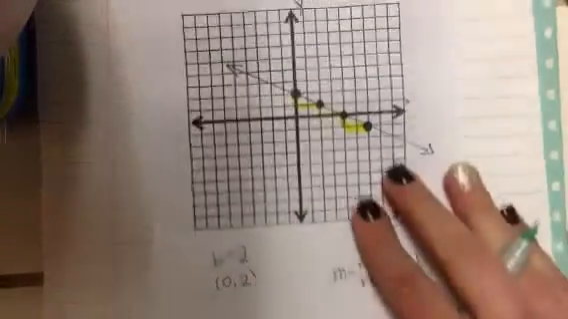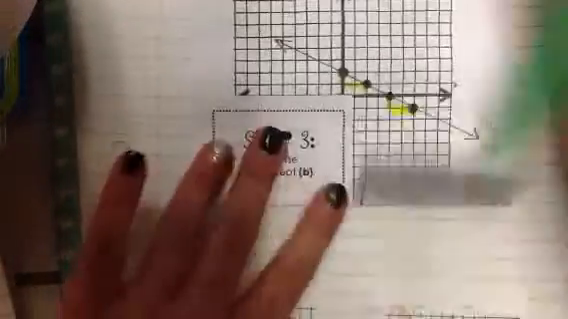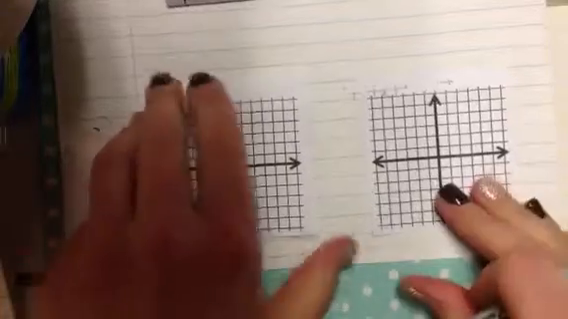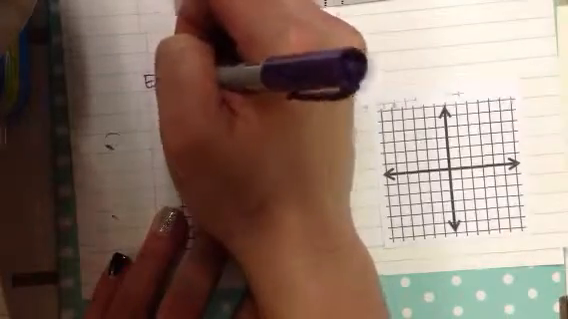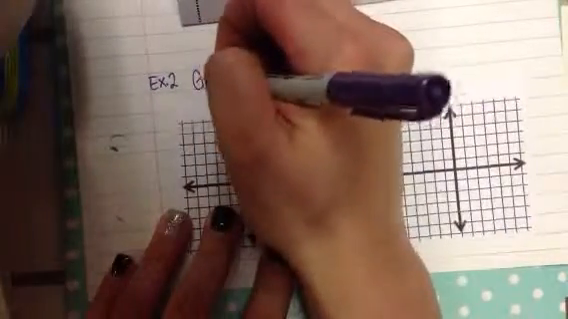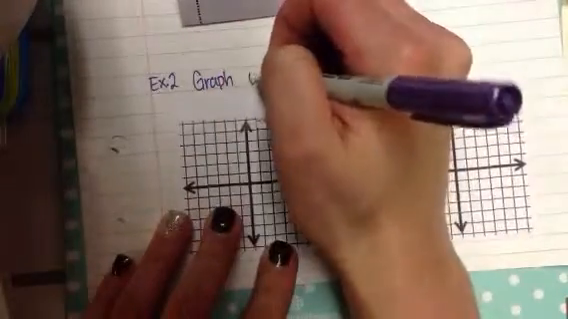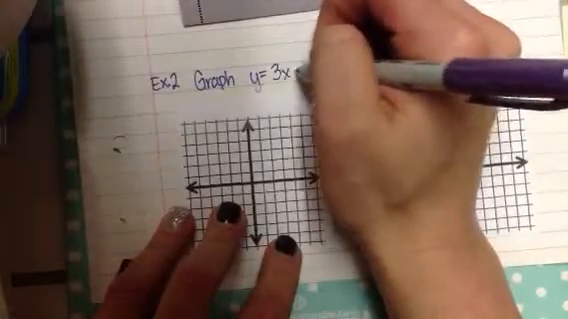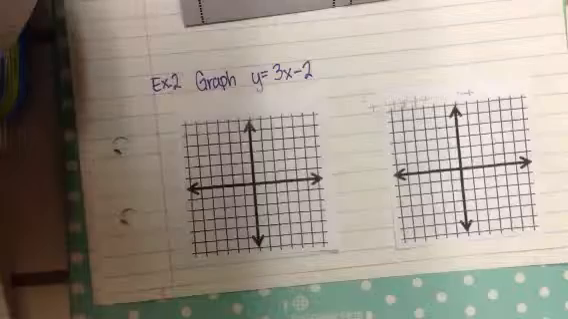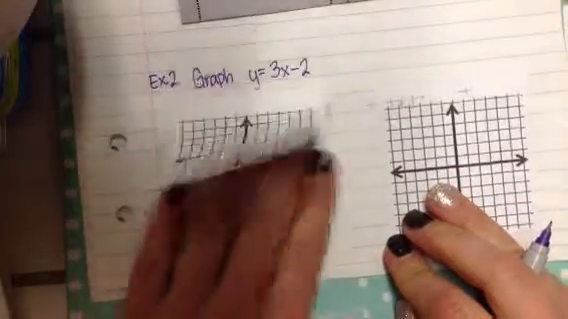And now I have the graph of the equation x plus 2y equals 4. Alright, so let's do another example. Go ahead and fold those down. So above one of your other graphs, I want you to write example 2, graph. We're going to graph the equation y equals 3x minus 2. Okay? So I want you to flip open this.